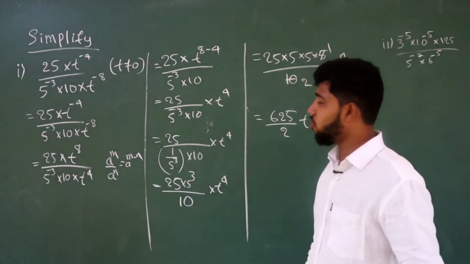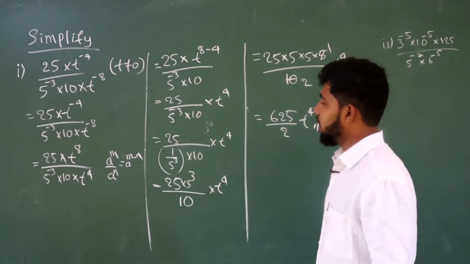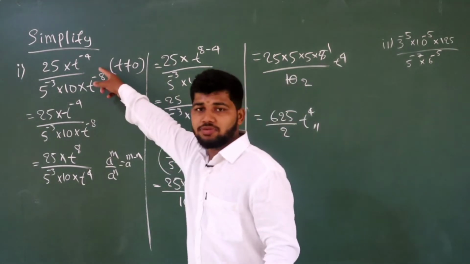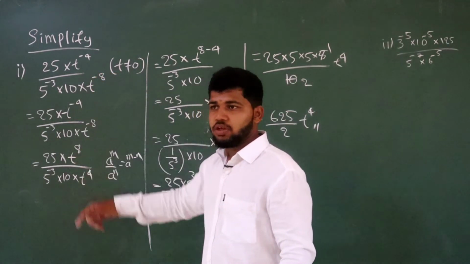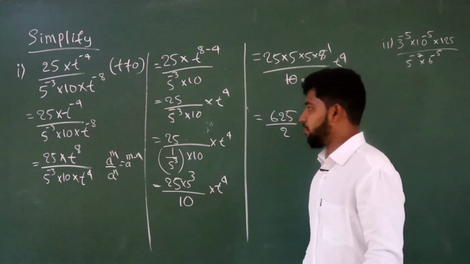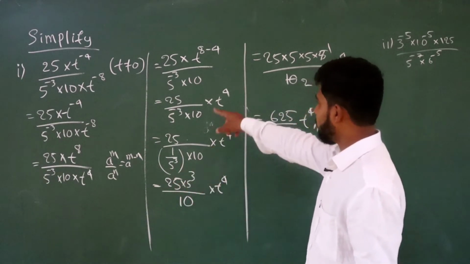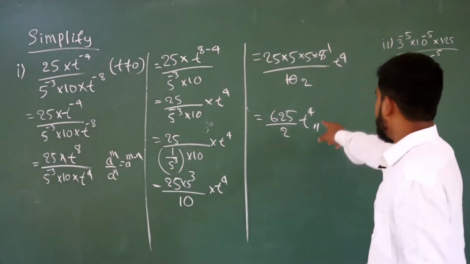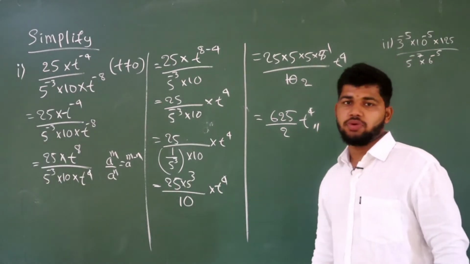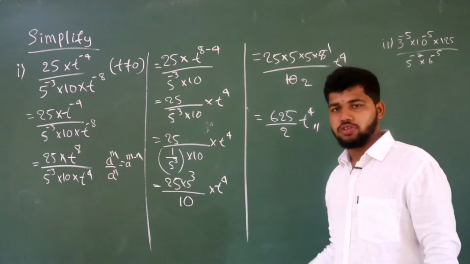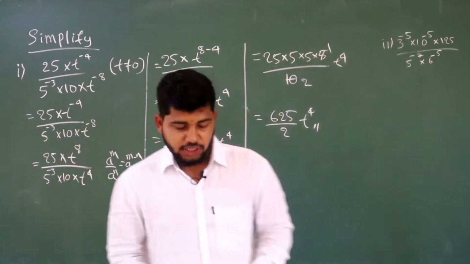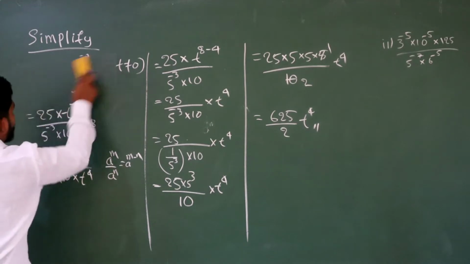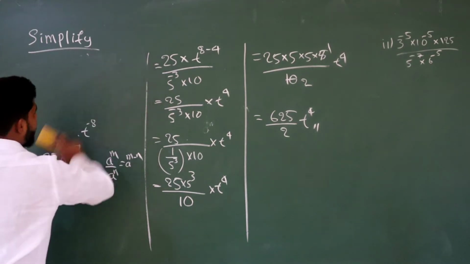It becomes t power 8 divided by 5 power 3 into, and here t power minus 4 in the form of a raised to minus m, we can write as 1 by a raised to m. Now it becomes t power 4. If you simplify this, you will get 625 by 2 t power 4. This is the answer. Now look at the last problem in the exercise 2.1.